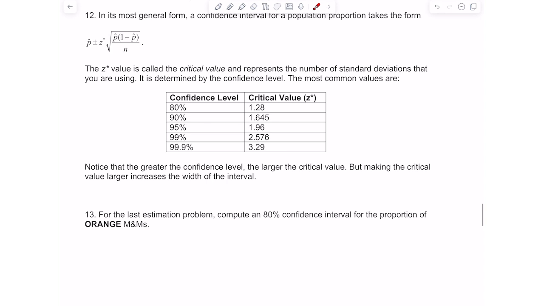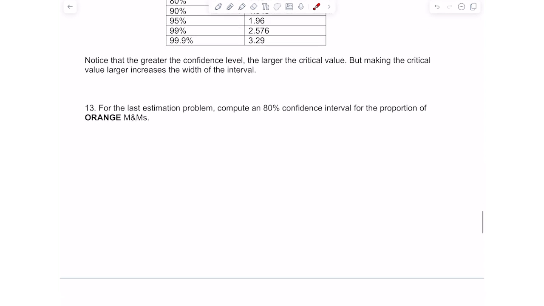All right, so let's start here. If I need to compute an 80% confidence interval, what I'm saying is if I was to take 100 bags of M&Ms, let's say, around 80 of them would contain the true population proportion. So it's going to give me the exact percentage of, in this case, orange M&Ms that the company claims there is.